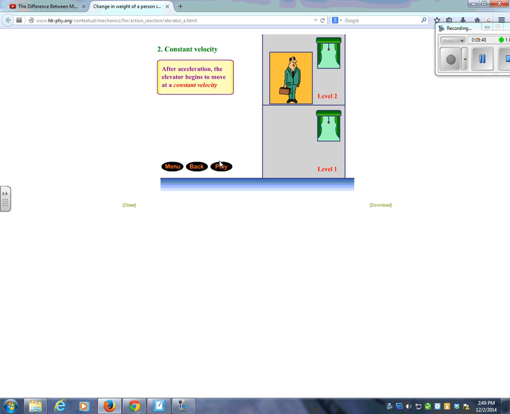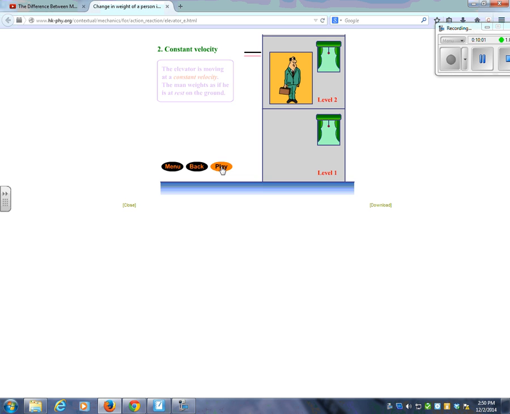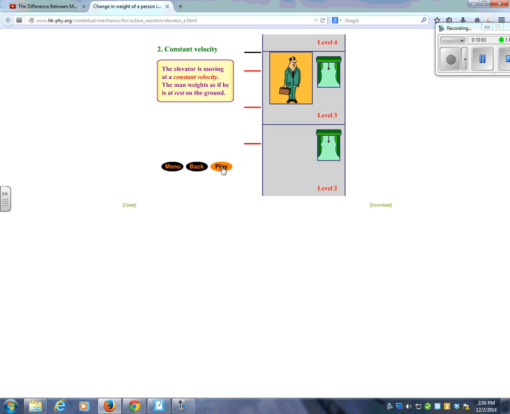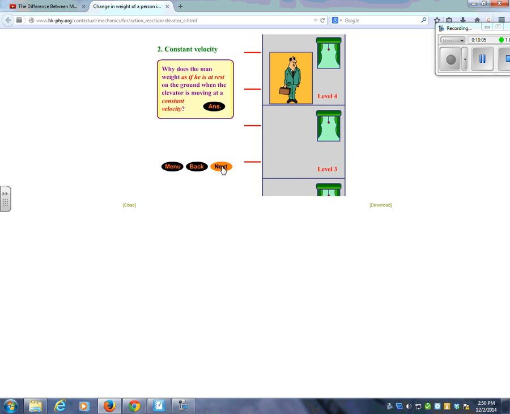Now he's the same height, right? How come? Because he's moving at a constant velocity. Once that elevator gets up to speed, do you feel the same? You feel the same. Why? Constant velocity. Because what's happening during constant velocity? No additional net force, right?